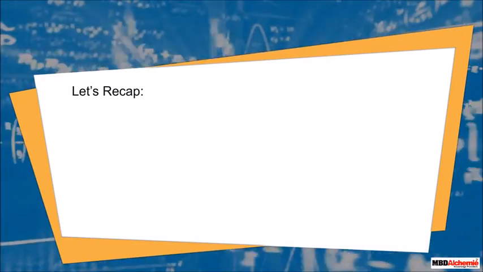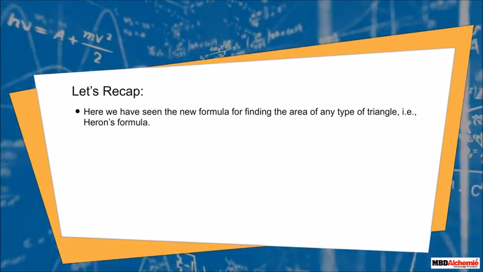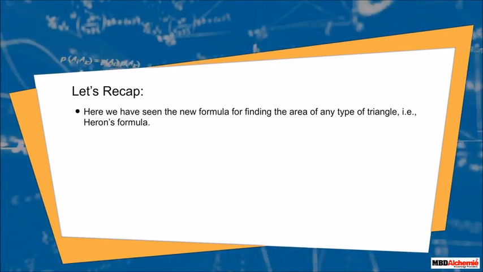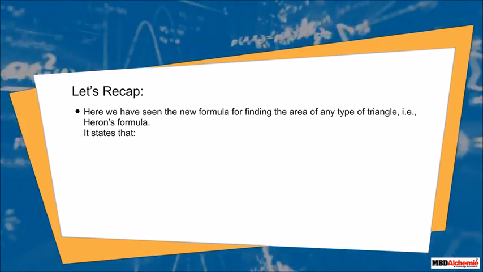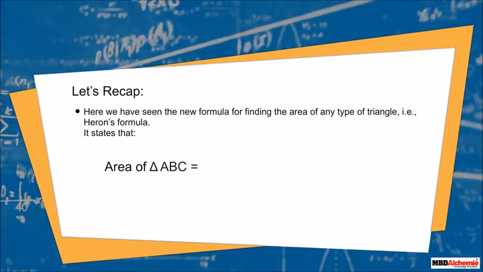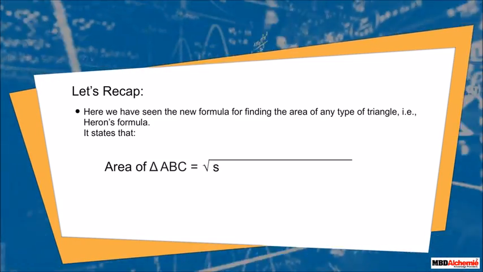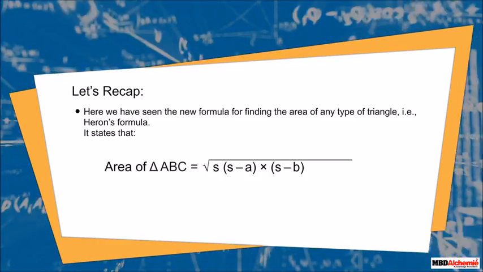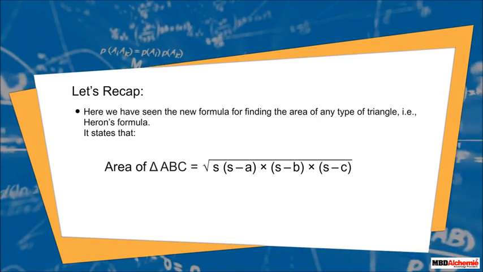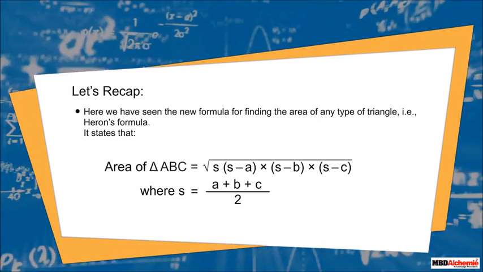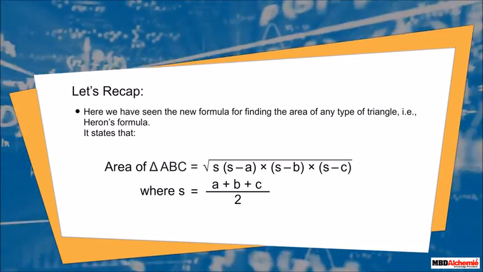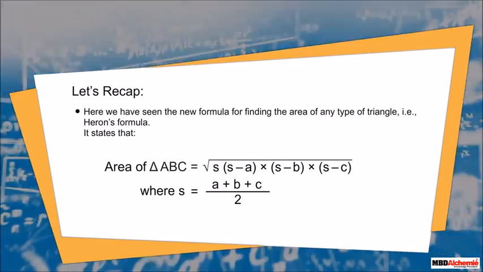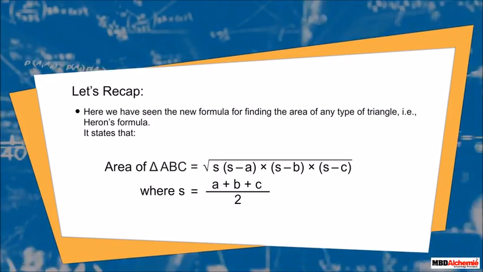Let's recap. Here we have seen the new formula for finding the area of any type of triangle, that is, Heron's formula. It states that the area of a triangle is equal to square root of s multiplied by s minus a multiplied by s minus b multiplied by s minus c, where a, b and c are the sides of the triangle and s is the semi-perimeter, that is, half of the perimeter of the triangle.